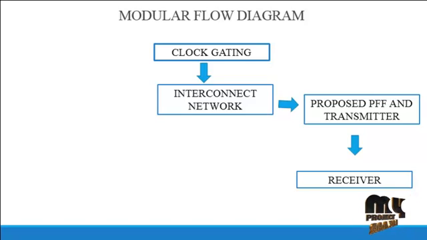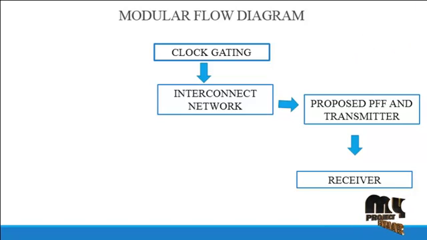This flow diagram consists of clock gating. The clock gating is fed into the interconnect network. The interconnect network, having resistor and capacitor elements, is fed into the proposed D flip-flop and transmitter circuit. After that, the transmitter circuit is fed into the receiver unit. The overall communication process proceeds in this manner.